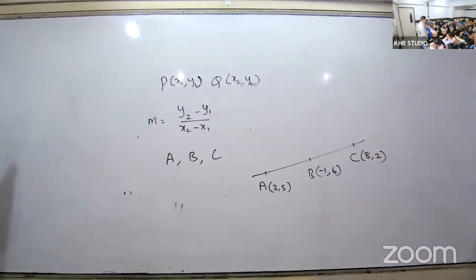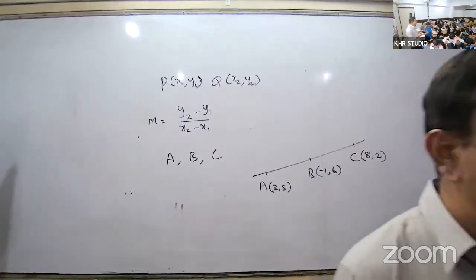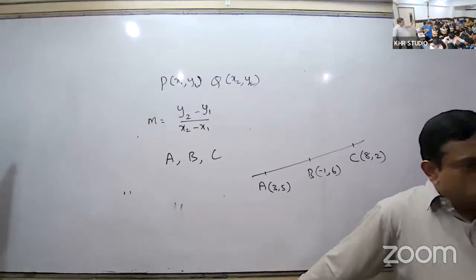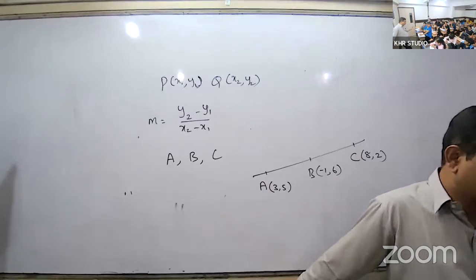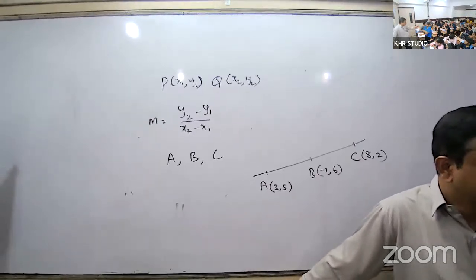All sides are equal, but with the help of the slope, how do you find that? You can find it with the distance formula, but here, using slope, prove that ABCD is a rhombus. You cannot use the distance formula.